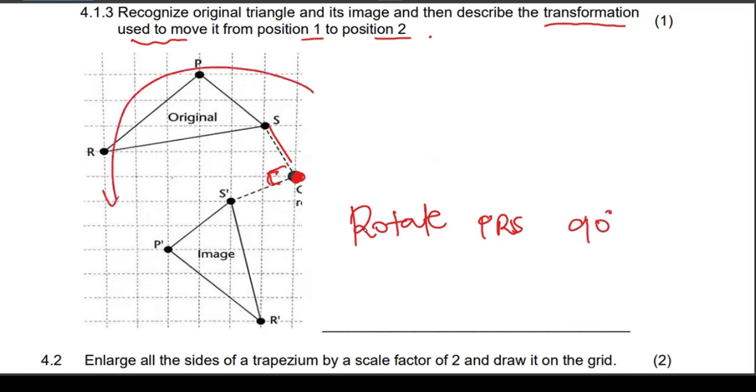Which direction is this? That's going to be the anti-clockwise. So 90 degrees in the anti-clockwise direction. I think that is what is happening. I cannot say it's a translation because it's going to be different. Because 1, 2, 3, and then 1, 3, and 1. This is going to be 1, 2, 3, 4, 5, 6. Nope. So it's just a rotation.